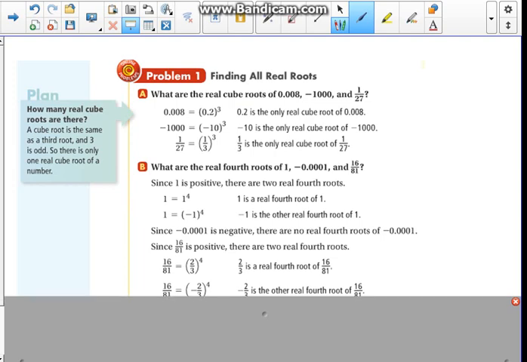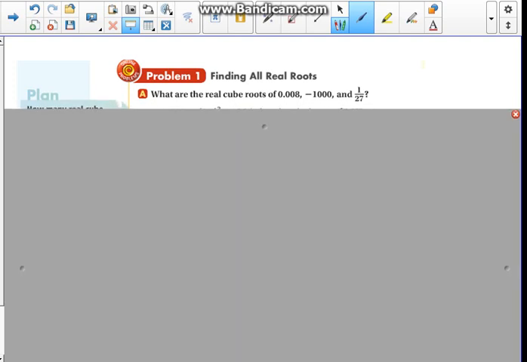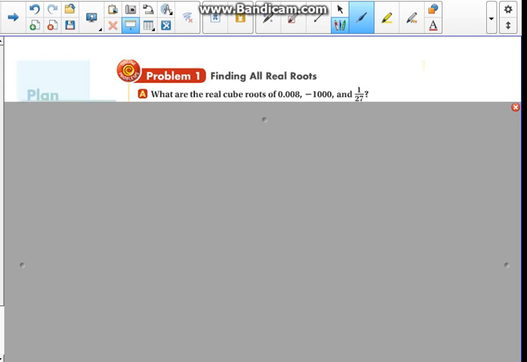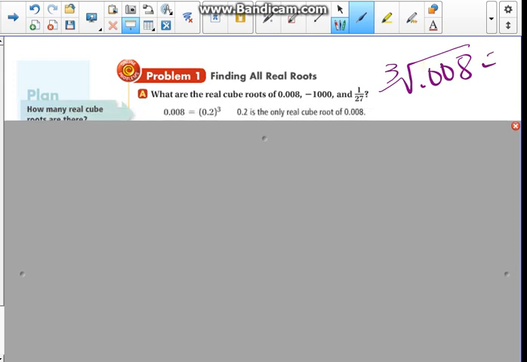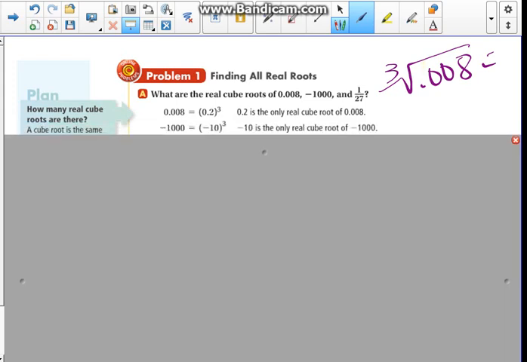All right, so problem 1 says, what are the real cube roots? So the real, not principal, but real. A cube root means an odd index, so it's going to have only one answer. Of 0.008, what can we multiply together 3 times and get that? It would be 0.2. So 0.2 is our only real cube root of 0.008. And negative 10 cubed is negative 1,000, so negative 10 is our only real cube root of negative 1,000.